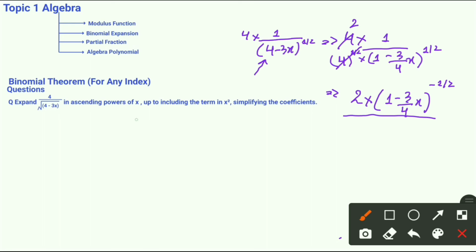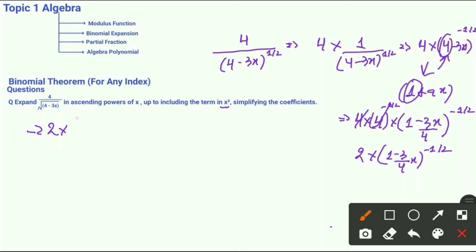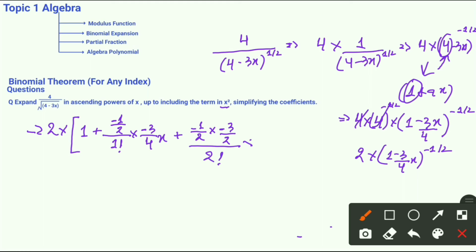Let's expand this. The first term would be 1. The second term would be minus 1 upon 2 over 1 factorial multiplied by minus 3 upon 4 x. Then the third term would be n multiplied by n minus 1 upon 2 factorial. So n is minus 1 upon 2, then minus 3 upon 2, over 2 factorial, multiplied by (minus 3 upon 4 x) squared.